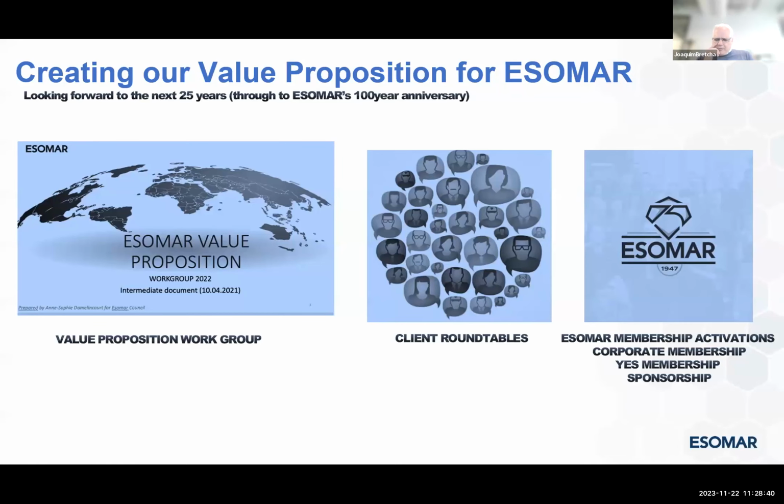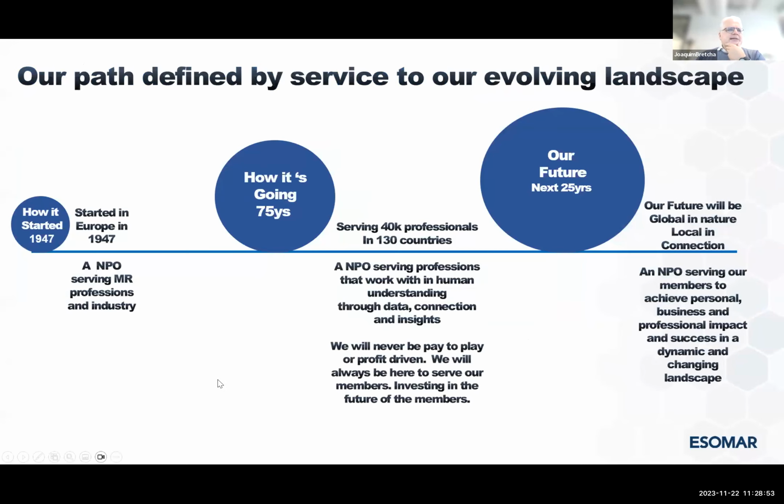I wanted to talk about the value proposition, because I think by sharing your value proposition, you can much better understand what ESOMAR is. It was a working reflection of different teams. I always like to go to history, because I think history explains a lot.